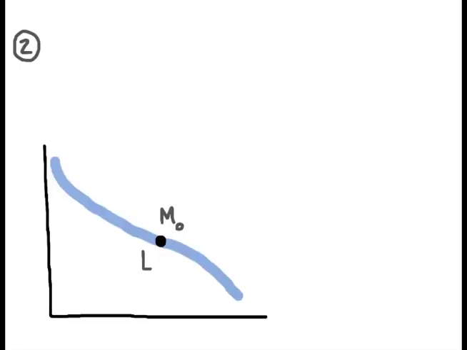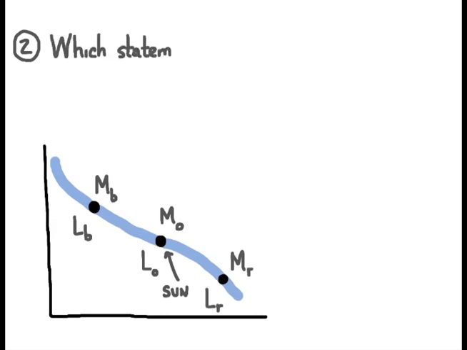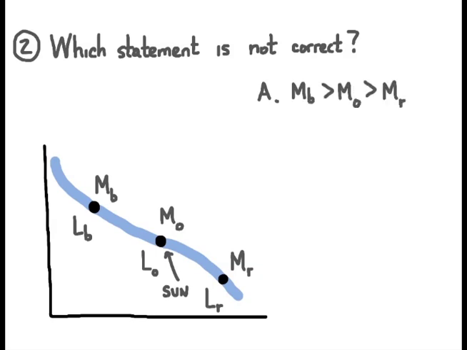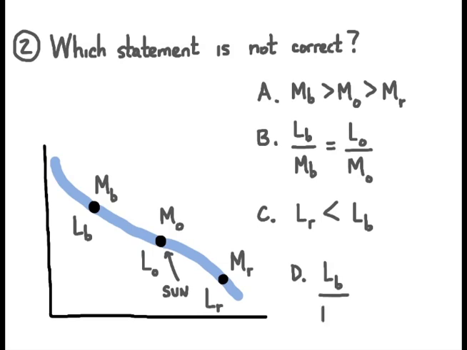For practice question number 2, we're given a Hertzsprung-Russell diagram in the bottom left and 3 stars placed on the main sequence, the Sun being the star in the middle. And we're given 4 statements here, and the question is which statement is not correct? 4 statements concerning masses and luminosities. Pause your viewer and try this question.